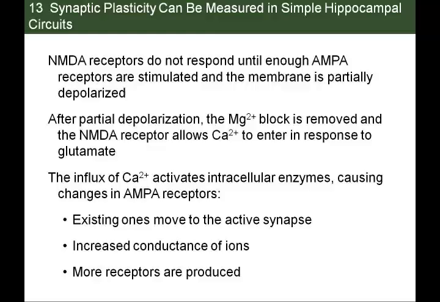For example, it can make the conductance of channels more effective, so they can allow more ions to get in. It can position the receptors in such a way that they become more effective at receiving these ions. It can actually insert more receptors in the postsynaptic membrane. It can send a retrograde message to the presynaptic neuron to release more neurotransmitters. Can you see how all of these changes are more lasting and they're structural changes?